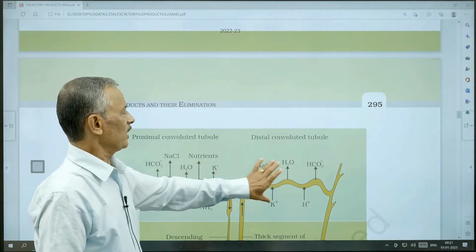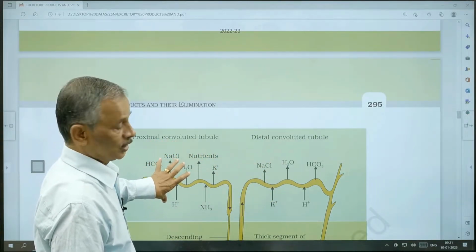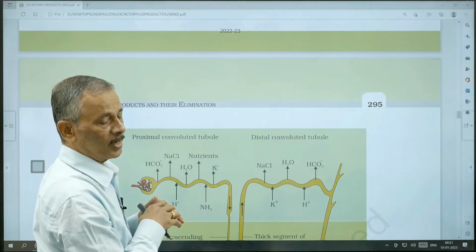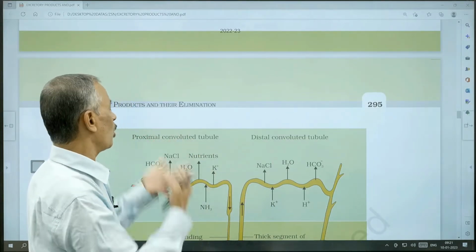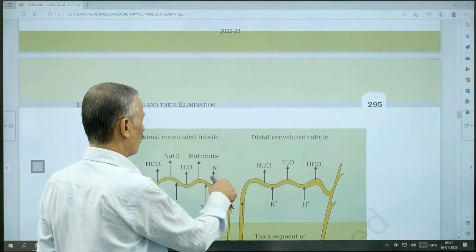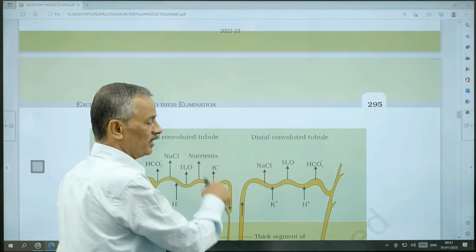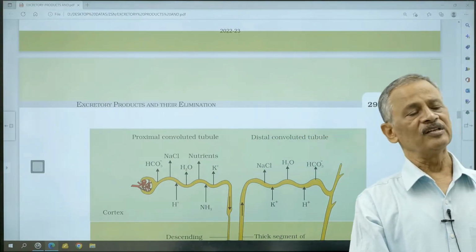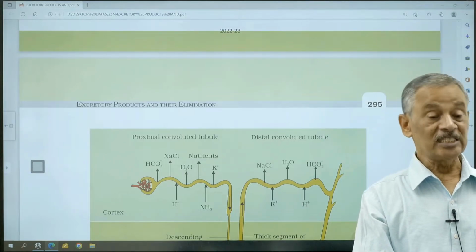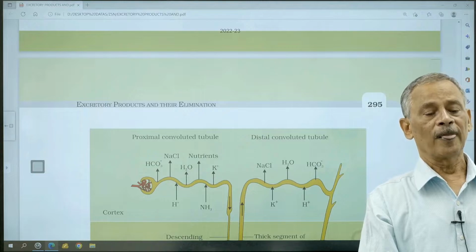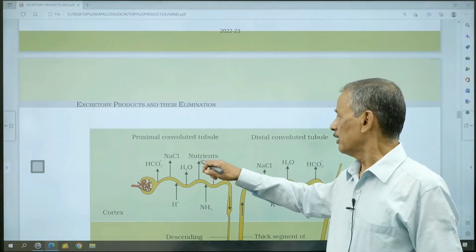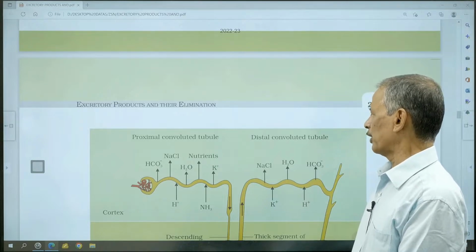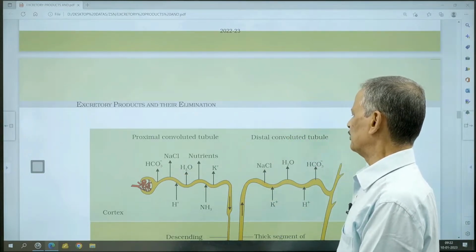See, the PCT and DCT are surrounded by peritubular capillaries. Into those peritubular capillaries, the walls of the PCT and DCT, they are made up of cuboidal epithelium. They are all actively involved in absorbing these materials needed for our body back into the blood. This is a selective process. Tubular absorption is a selective process. It is selectively taking only those materials that are needed for our body to be absorbed back. That's called selective reabsorption of materials needed by the body as the urine is passing through the PCT.